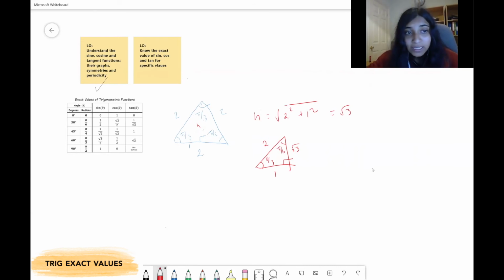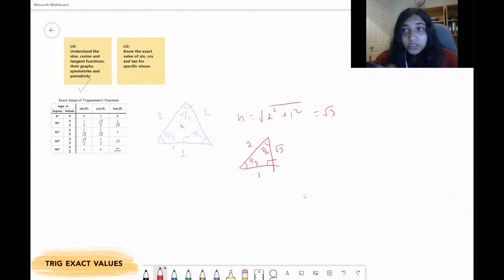And now using this, using SOHCAHTOA, we can work out all of the values. So we start with sine of pi over 3. If you remember, that's just the opposite over the hypotenuse. So sine pi over 3 would just be root 3 over 2. And we've got that over here.